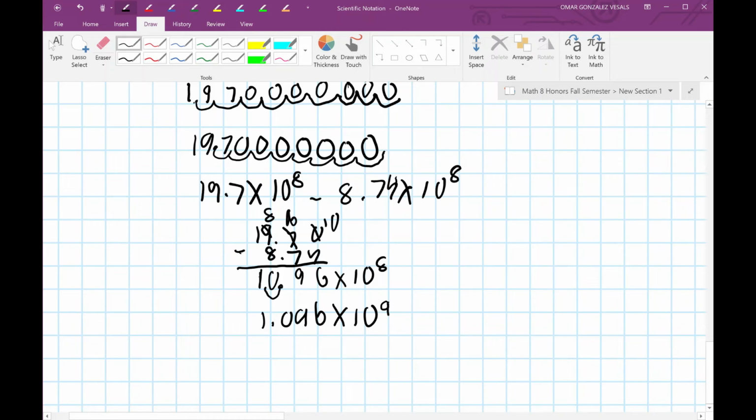Why does the 8 change to the 9? Because originally it was 10.96. We want to keep it between 1 and 10, so we have to move it over. Does that make sense? Yeah. Are we okay with this, guys?